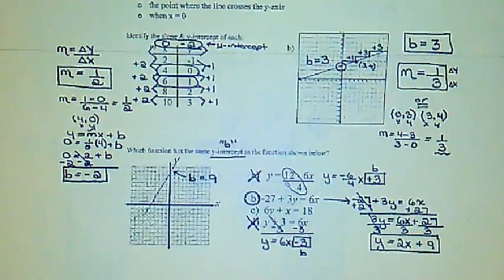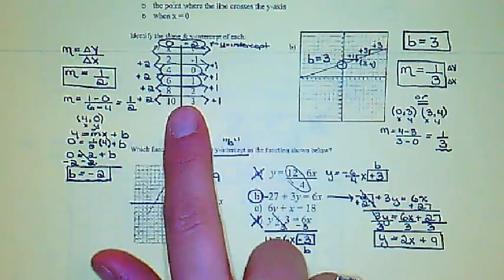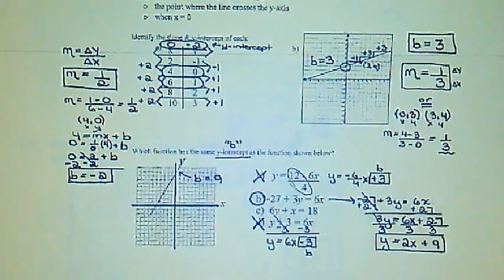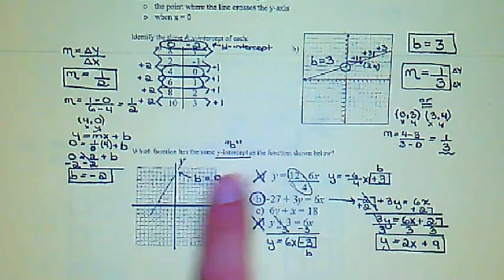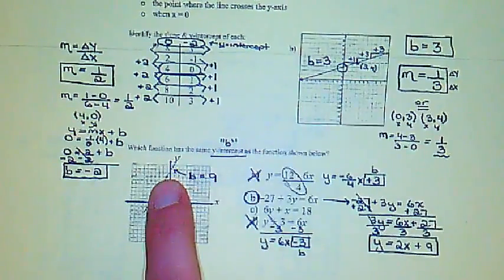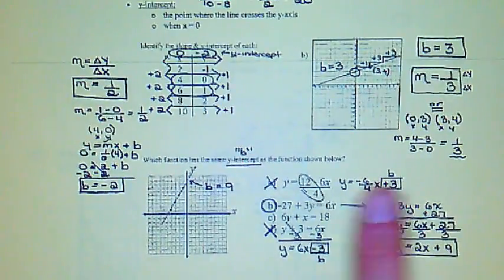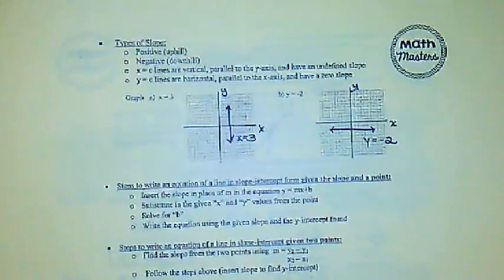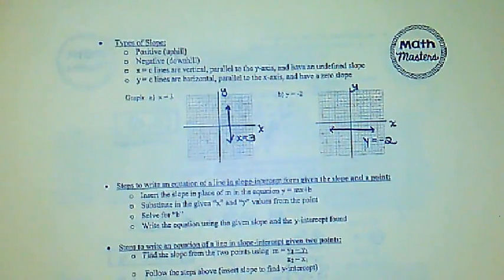To find the y-intercept, that is when x is equal to 0. You should be able to identify the slope and the y-intercept regardless of if I give you a table or the graph or an equation. Like this one right here, you had to tell me which one had the same y-intercept. So you can identify the 9, and then you solve each of these in order to find which one has the same.